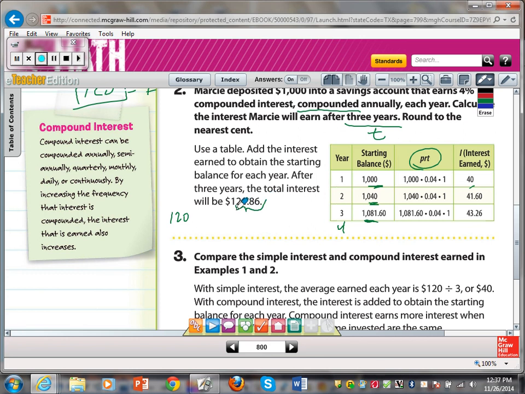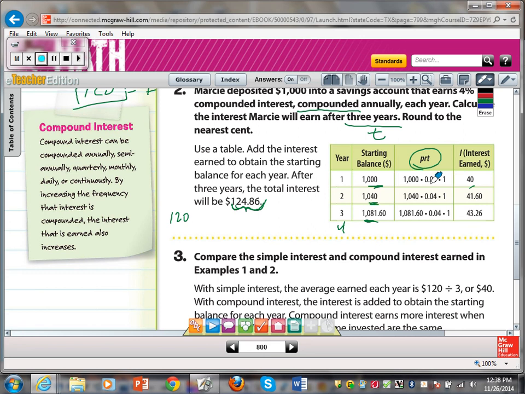So one earned 120, the other earned 124. It's only a difference of $4.86. But if they gave you the choice, in this case, you would choose the compound interest. So once again, if the rate and the years are the same, then the way to go is compound interest. Things change when the years and the times are different.